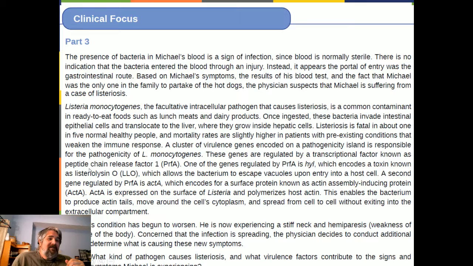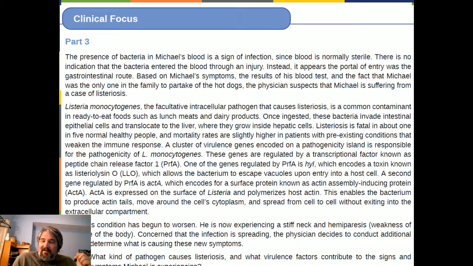One of the genes regulated by PRFA is HLY, which encodes a toxin known as listeriolysin O, LLO, which allows the bacterium to escape vacuoles upon entry into a host cell. A second gene regulated by PRFA is ACTA, which encodes for a surface protein known as actin assembly inducing protein.